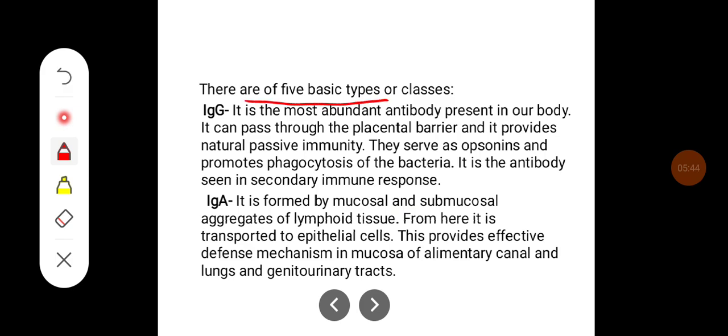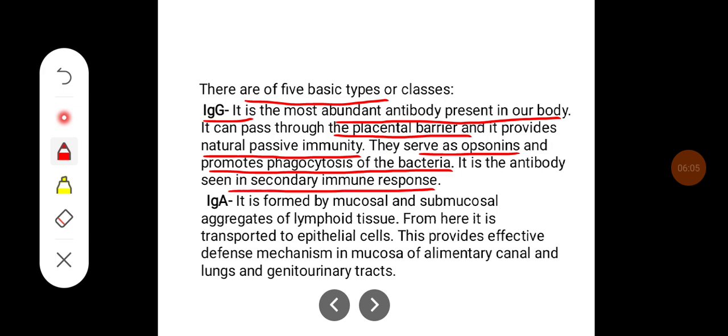There are five basic classes. IgG is the most abundant antibody present in our body. It can pass through the placental barrier and it provides natural passive immunity. They serve as opsonins and promote phagocytosis of bacteria. It is the antibody seen in the secondary immune response.